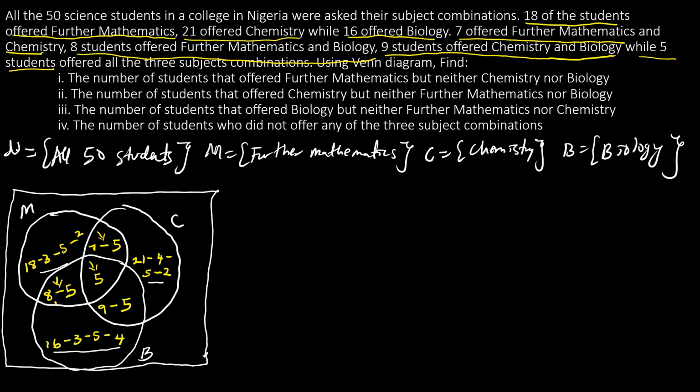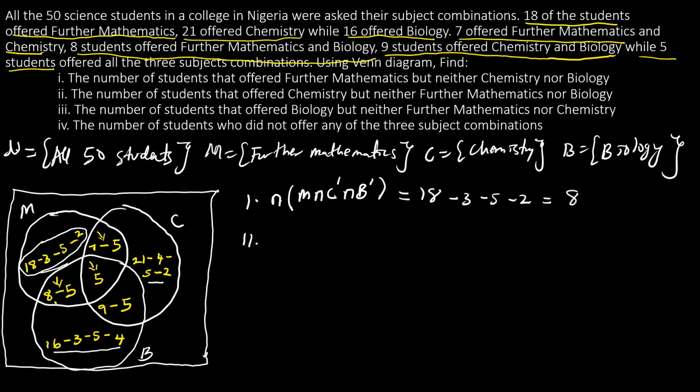Now let's write out our answers. So the first one is the number of students offering further mathematics, but neither chemistry nor biology. And using Venn notations, we can represent that with this: the number of students offering M intersection C prime intersection B prime. Not to worry about this much. And if you look at this part, this is our answer. So we now have 18 minus 3 minus 5 minus 2, which equals 8.